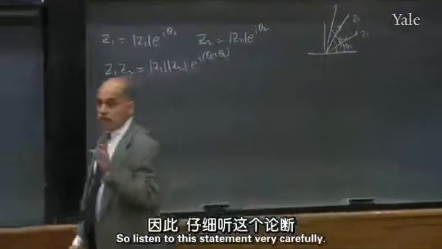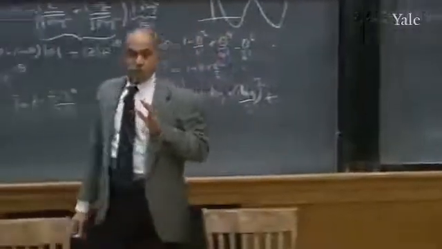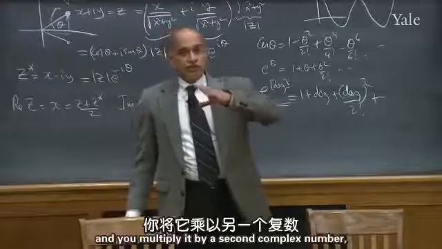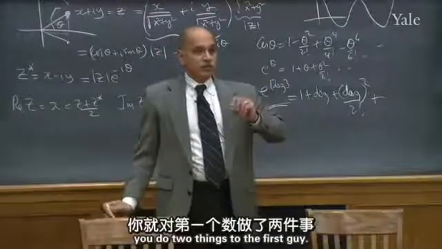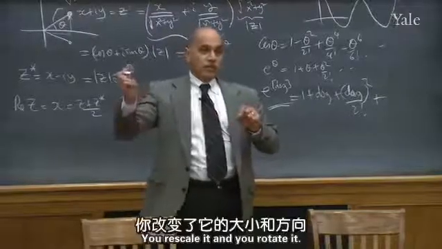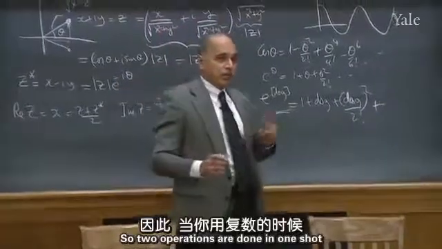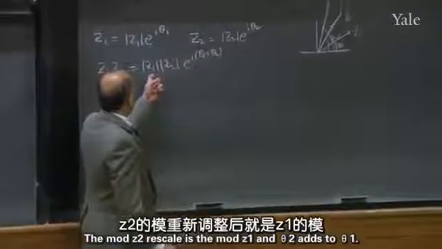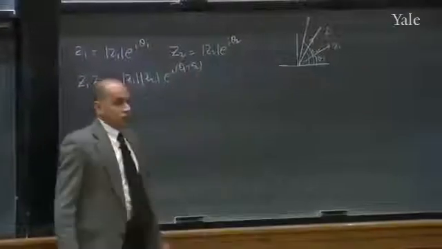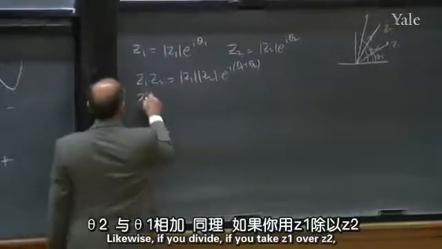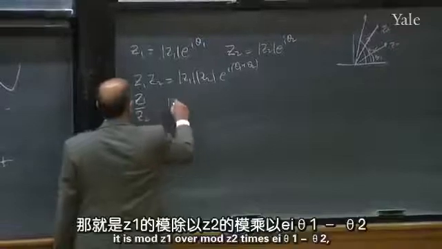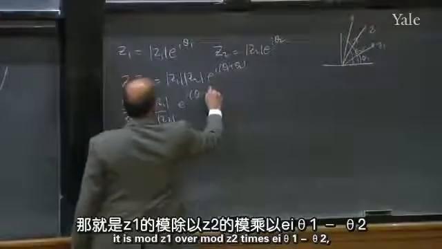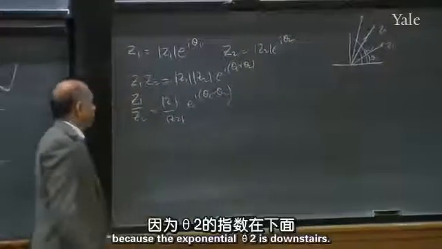So listen to this statement very carefully. When you take a complex number, say number 1, and you multiply it by a second complex number, you do two things to the first guy. You rescale it and you rotate it. So two operations are done in one shot when you use complex numbers. The mod z2 rescales the mod z1, and theta 2 adds to theta 1. Likewise, if you take z1 over z2, it is mod z1 over mod z2 times e to the i theta 1 minus theta 2, because exponential theta 2 is downstairs.